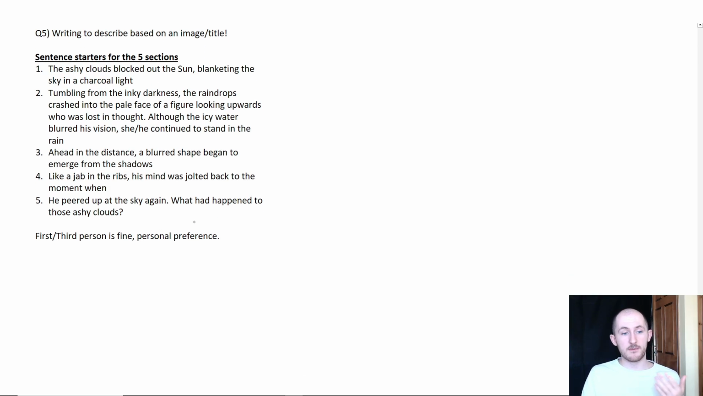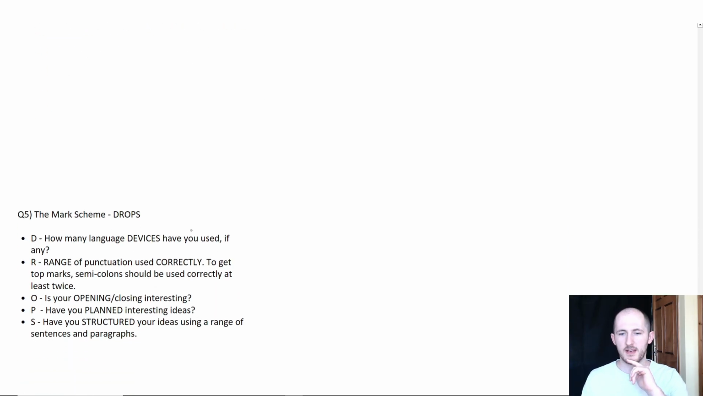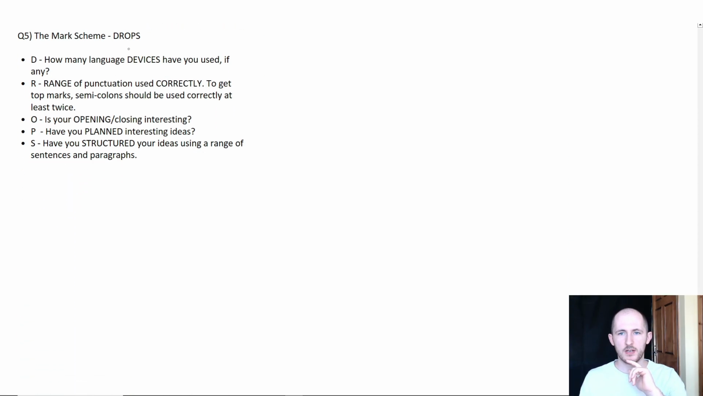So now let's get on to the mark scheme, probably the bit that you guys are waiting for. Some of you probably skipped ahead. Well, here we go. So, where you drop marks: how many language devices have you used, if any? Huge parts of the marks. Again, it's an English language paper, so your language devices mean a lot.